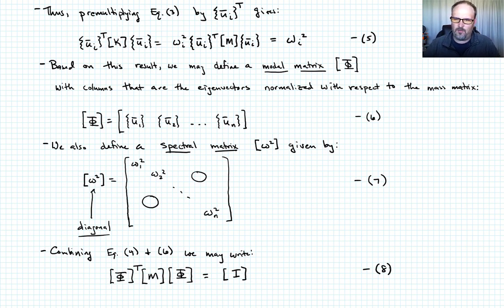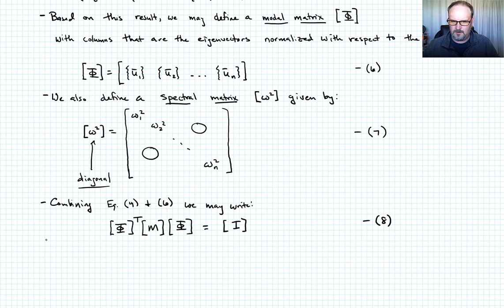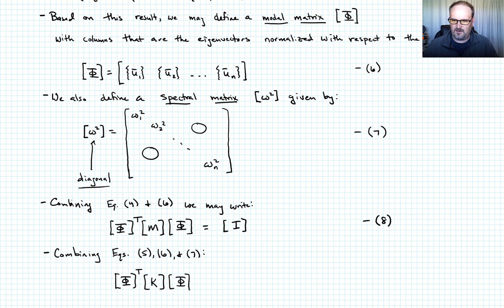So we can then write something similar using equation 5 and also equation 6 and 7. Okay, so combining equation 5, 6, and 7, we can write that we have, let's take this now, matrix phi transpose times k times the matrix phi, right? So if in the single eigenvector case it gave us just omega, you can imagine now this is going to give us the spectral matrix, right? So this becomes omega squared. And let's call this equation 9.